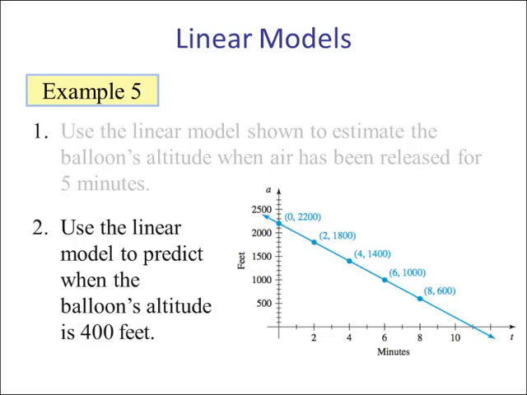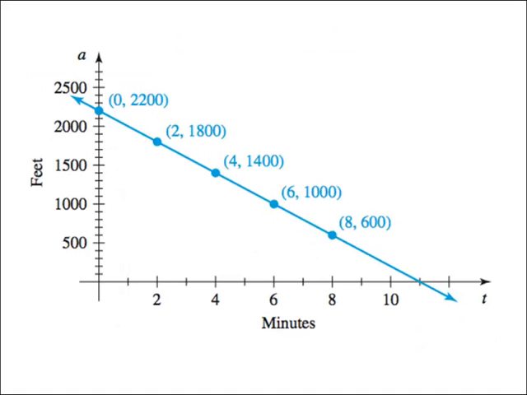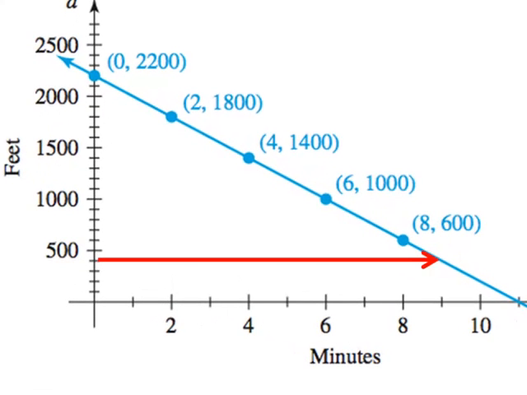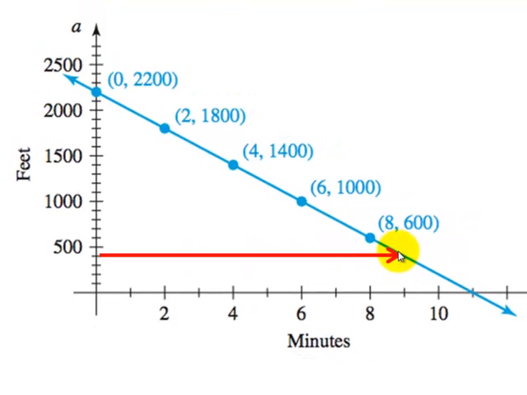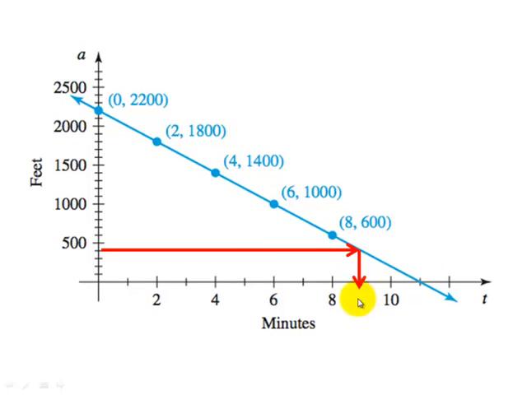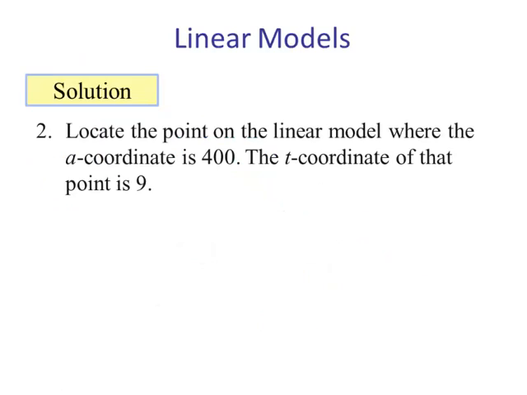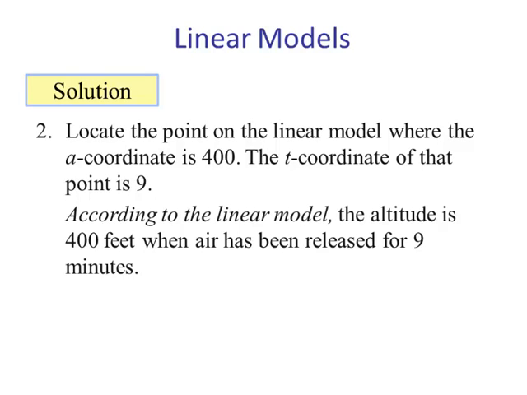Number 2, we're going to use this model to predict when the altitude is 400 feet. So this time we're given an A and we want to find T. So we go back to the model. We go to 400 altitude, and we want to see what T this is, and we would estimate that T would be equal to 9 minutes. So the T coordinate is 9, the A coordinate is 400. If we were to interpret this, we would say, according to the linear model, the altitude is 400 feet when the air has been released for 9 minutes.